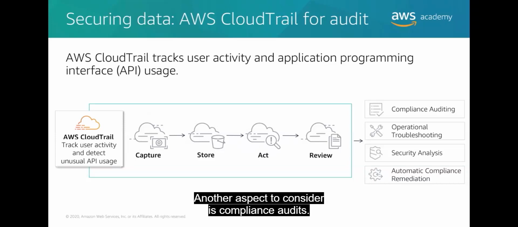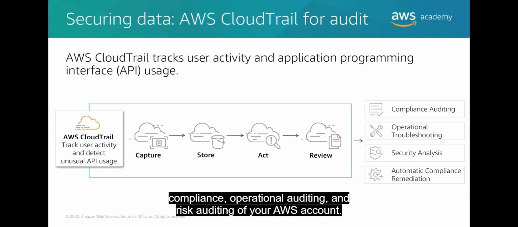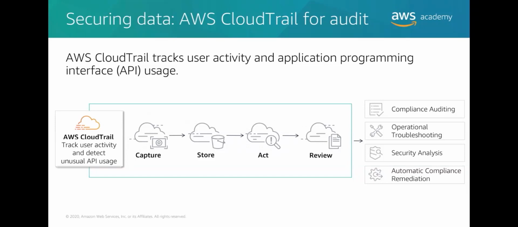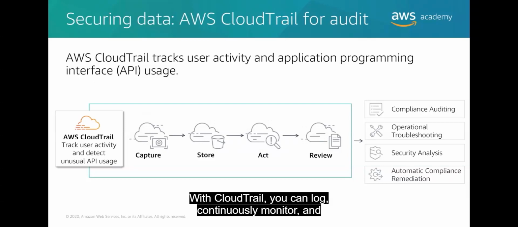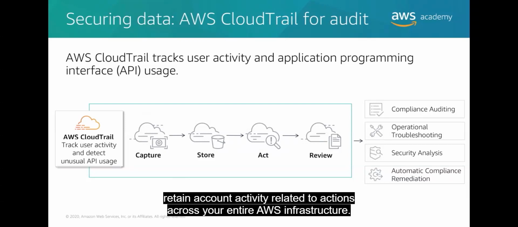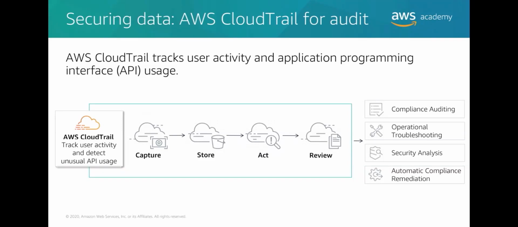Another aspect to consider is compliance audits. When dealing with data from regulated industries, you'll often need to audit access to the data. AWS CloudTrail is a service that enables governance, compliance, operational auditing, and risk auditing of your AWS account. With CloudTrail, you can log, continuously monitor, and retain account activity related to actions across your entire AWS infrastructure.